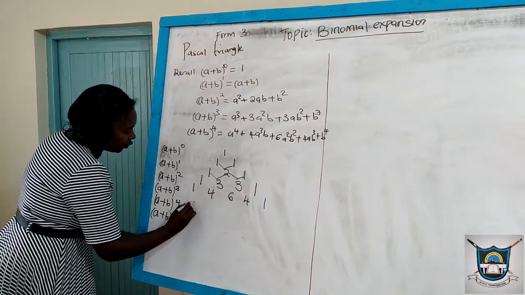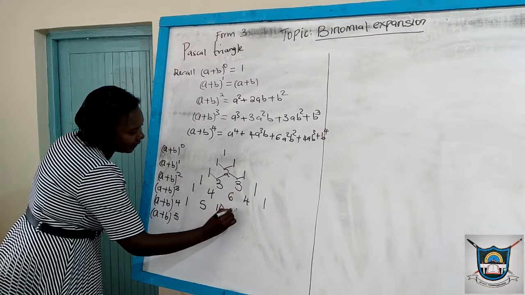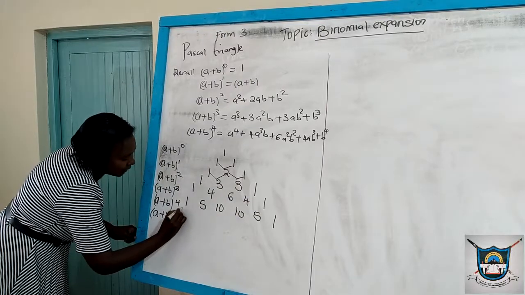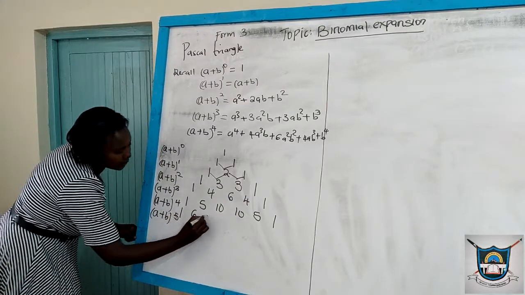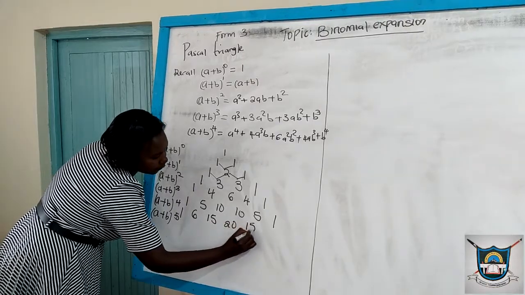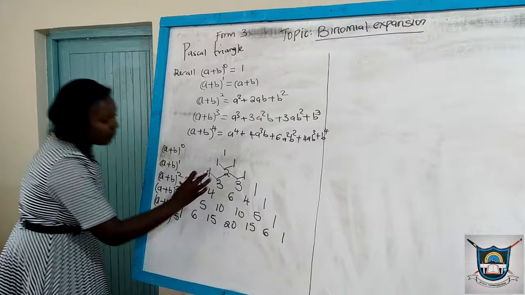The next one is supposed to be, you start with 1, 5, 10, 10, 5, 1. We can get the next one, which is 1, 6, 15, 20, 15, 6, 1, and we can get that.